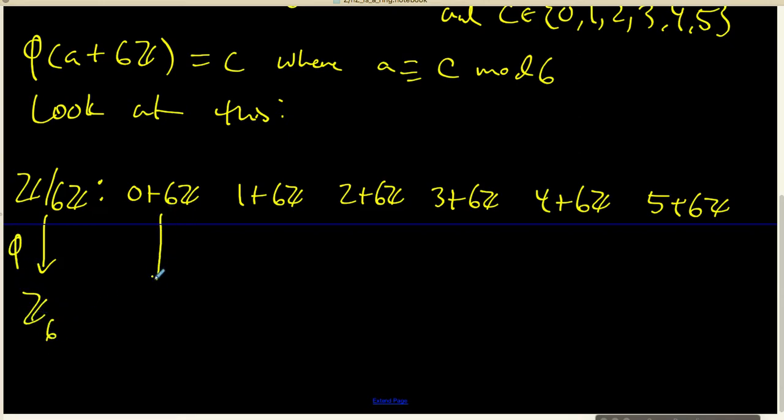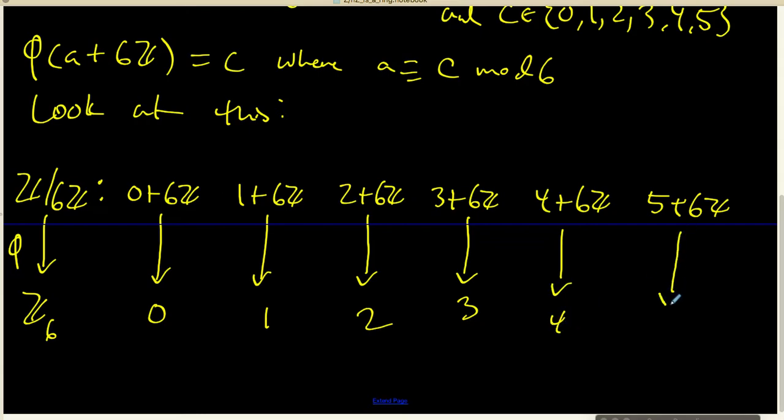Well, phi takes this one to 0, and phi takes this one to 1, and phi takes that left coset to 2, and phi takes this left coset to 3, and phi takes this left coset to 4, and phi takes that left coset to 5. And if you look at this, phi is obviously both 1 to 1 and onto. So the only real question is, is phi a homomorphism?